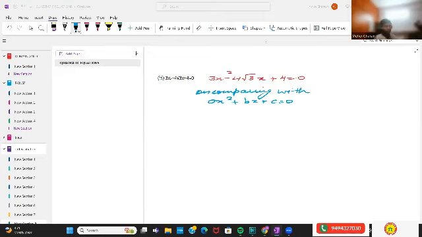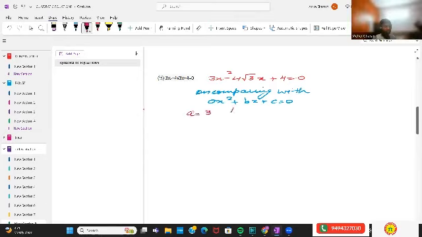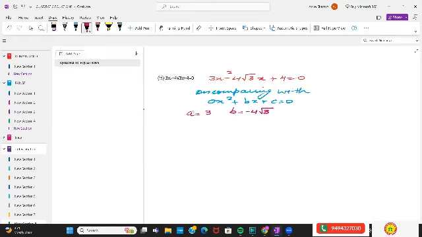Yes, beta, tell me the values of A, B, and C. A is equal to 3, B is equal to minus 4 root 3, and C is equal to 4. Very good, Meher.